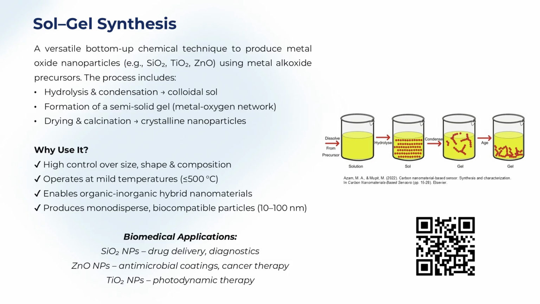Sol-gel synthesis is a versatile bottom-up chemical technique to produce metal oxide nanoparticles using metal alkoxide precursors. The process includes hydrolysis and condensation that lead to a colloidal sol. Then we have the formation of a semi-solid gel, and at last there is the process of drying and calcination that leads to the formation of crystalline nanoparticles.